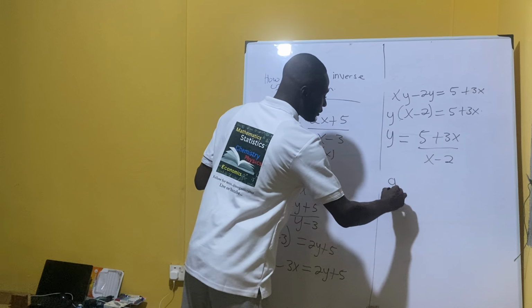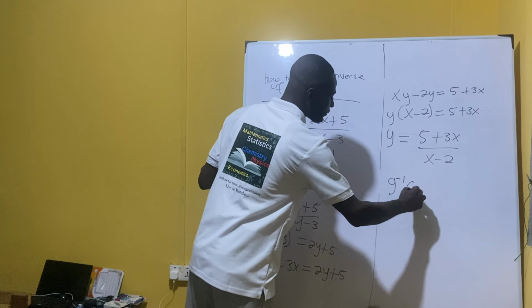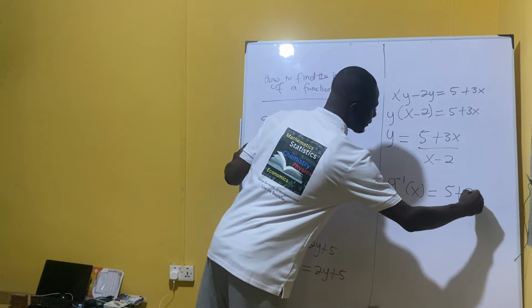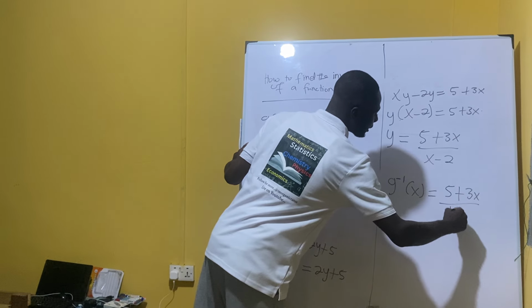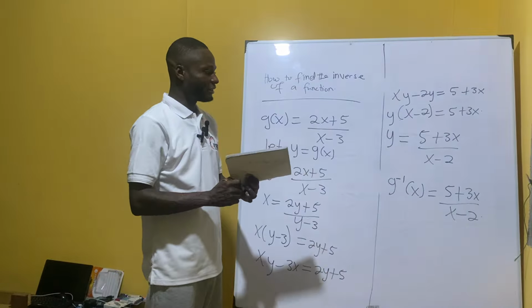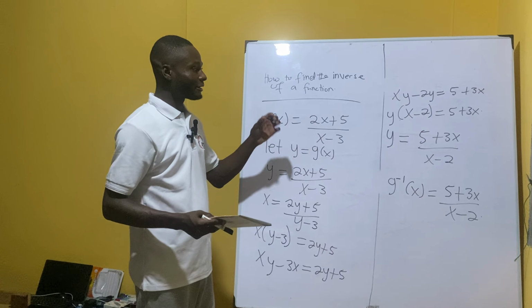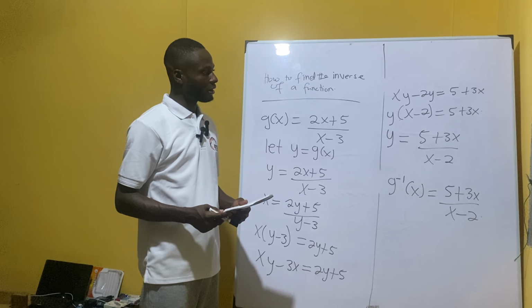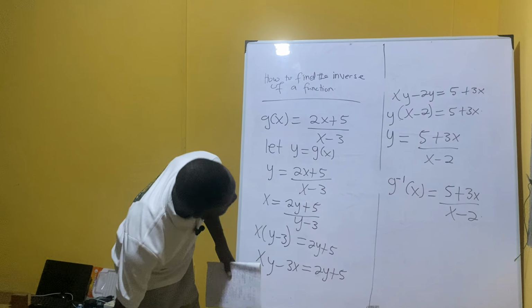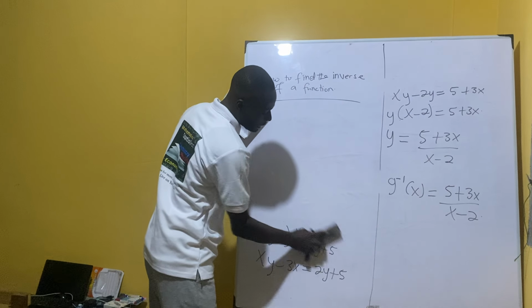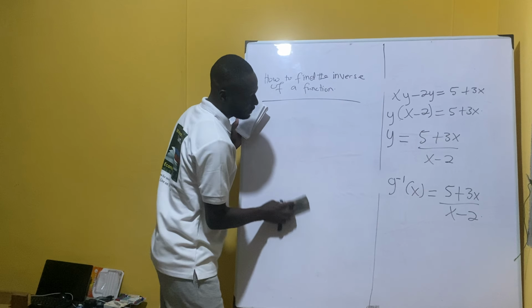So the inverse of the function will be g inverse of x equals (5 + 3x) / (x - 2). Very, very simple. So this is our second problem on how to find the inverse of a particular function. Let's look at the next problem on how to find the inverse of a function.